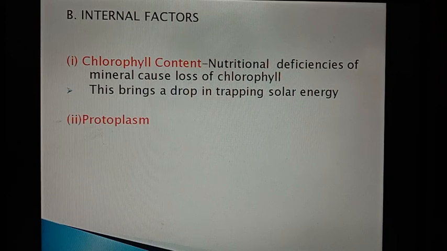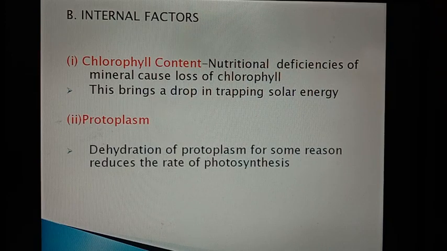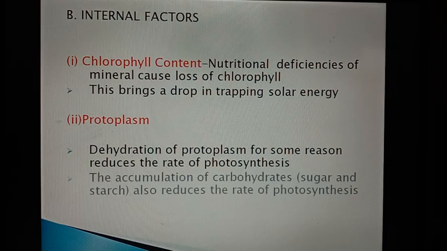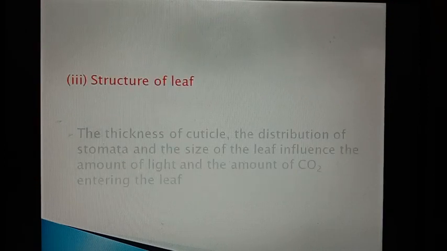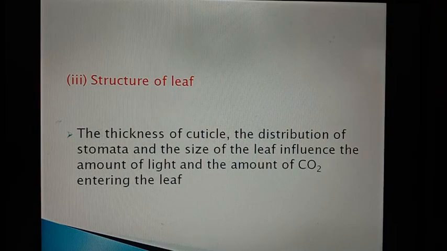Second is protoplasm. Dehydration of protoplasm for some reason may also reduce the rate of photosynthesis. The accumulation of carbohydrates, that is sugar and starch, will also reduce the rate of photosynthesis because it will block the pathways. Structure of leaf. The thickness of cuticle, the distribution of stomata and the size of leaf influence the amount of light and the amount of carbon dioxide entering the leaf.